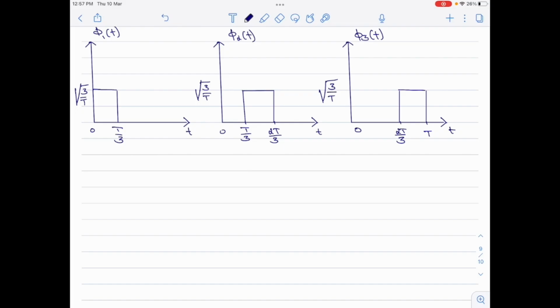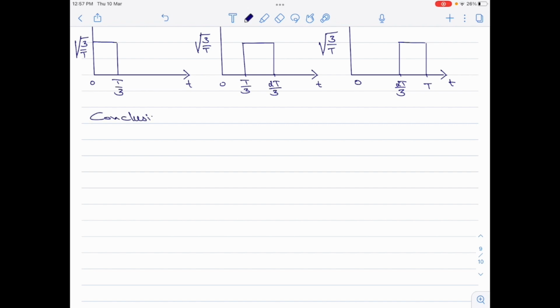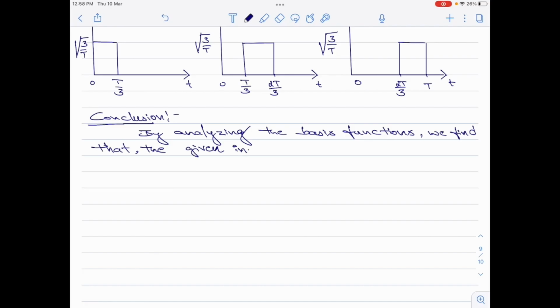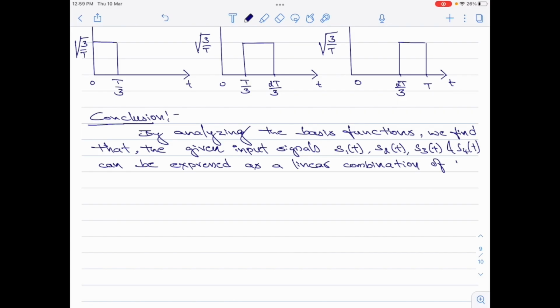Right. So, that is about plotting the basis functions. So, as a conclusion, we can now say that it is possible to express the given input signal set S1 of t through S4 of t as a linear combination of the three basis functions we just created. Right. So, that is about the conclusion, and that actually is the end of this numerical as well.